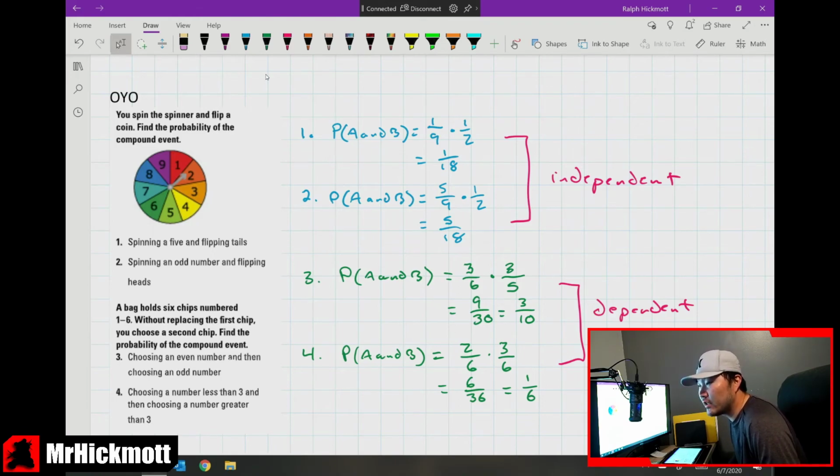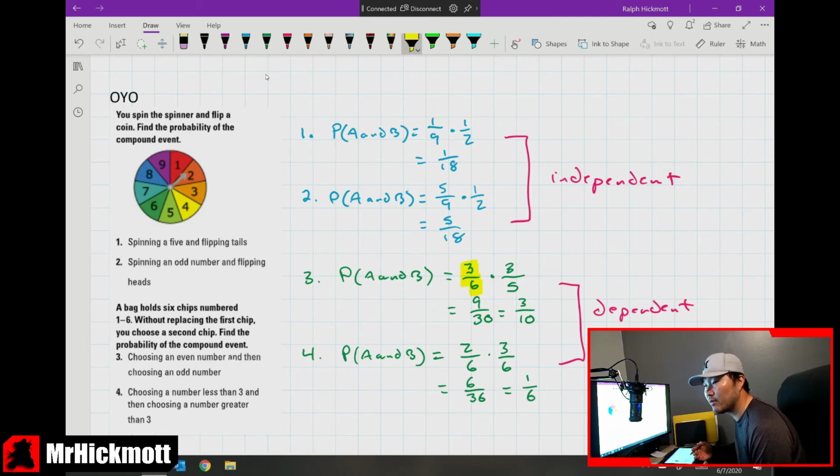Looking at question number 3, choosing an even number, you had 3 out of 6 as the probability. Then choosing an odd number after that, there are only 5 chips left, and there's only 3 odd left, so it'd be 3 over 5. Multiply those together. For the second one, it says choosing a number less than 3. Well, there's 1 and 2, so there's 2 out of 6 possibilities.